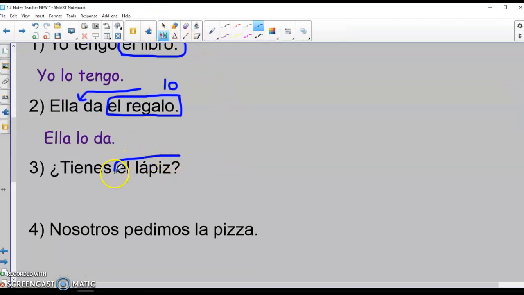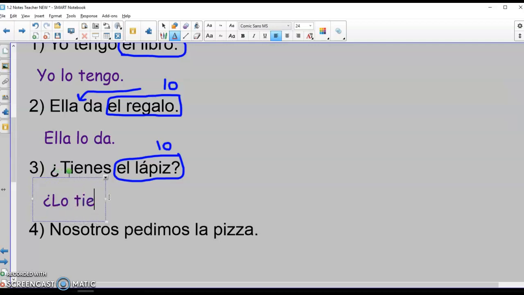Number 3, do you have the pencil? El lápiz. Okay, for the third time, I'm using lo because el lápiz is a singular masculine noun. And when I rewrite the sentence, it's going to go before the conjugated verb, which is tienes. So notice I don't have a subject this time. I'm just going to write lo tienes. Do you have it?